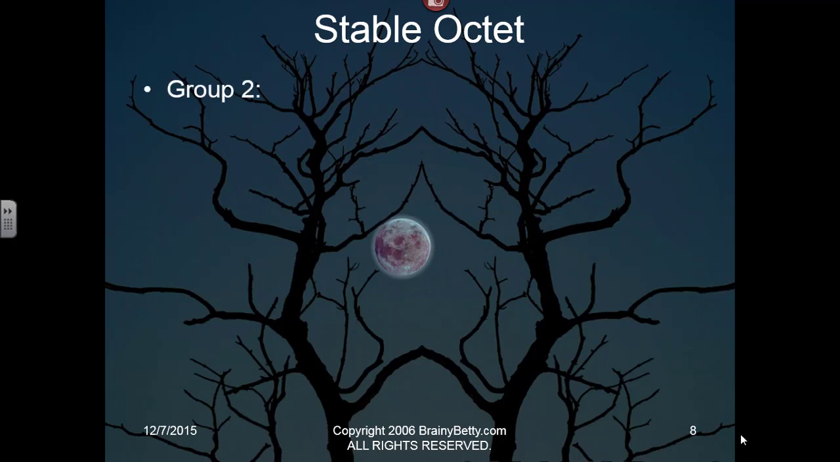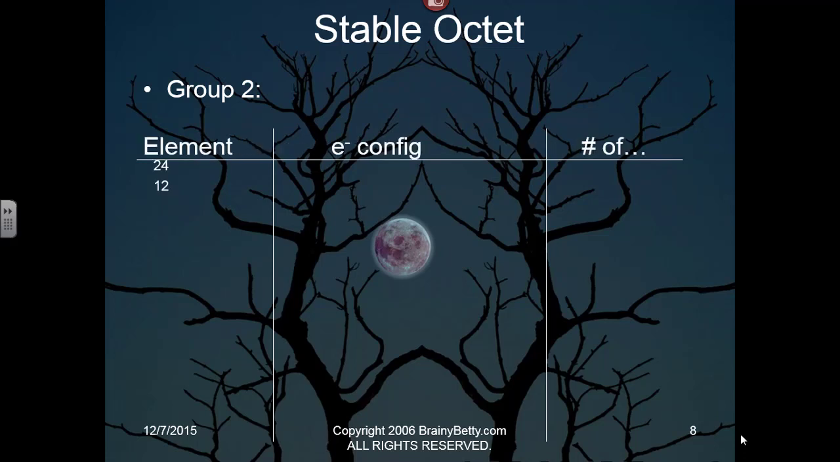Let's do another example. This time we'll pick one from group 2. Let's choose magnesium. Again, this is our isotopic notation. The mass number is on the top. The atomic number is on the bottom. If we do our stats, we have 12 protons, 12 neutrons, and 12 electrons. The electron configuration would be 1s2, 2s2, 2p6, 3s2.